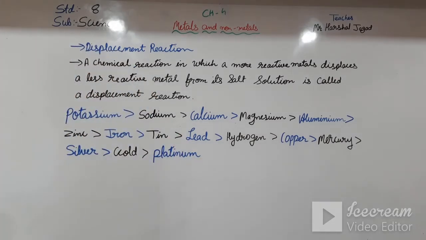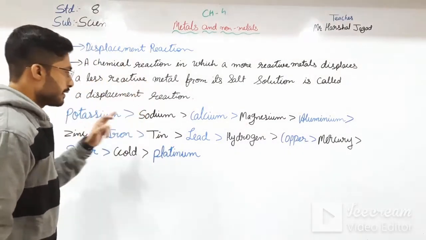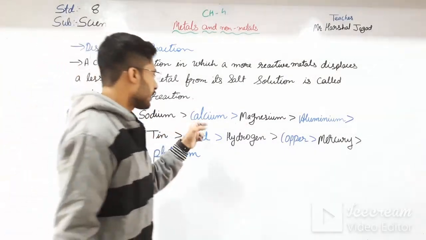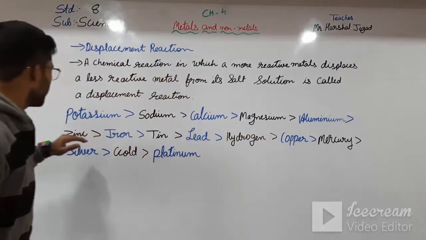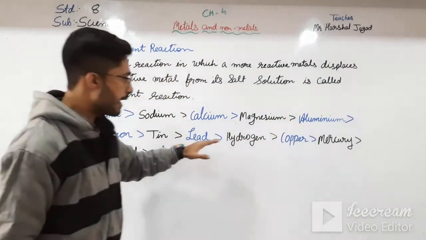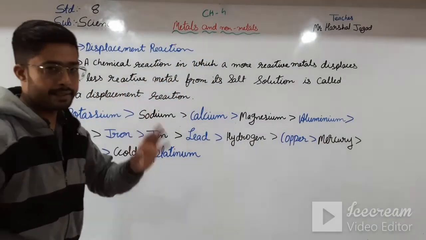Okay, so here potassium is the highest one on the first number, second one that is sodium, then after calcium, magnesium, aluminium, zinc, iron, tin, lead, hydrogen, copper, mercury, silver, gold, and platinum.